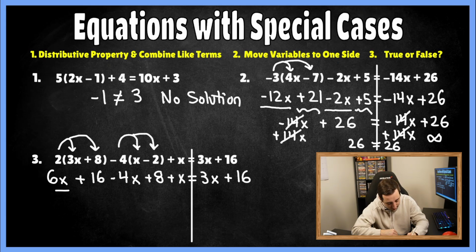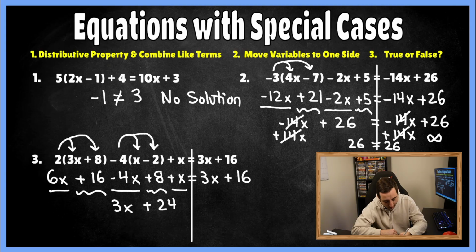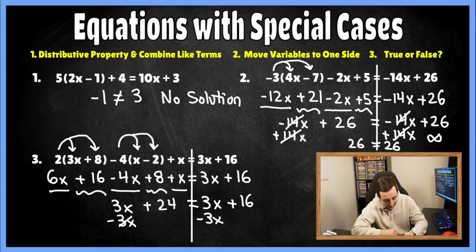So distributive properties done. It wiped out all those parentheses, and now we want to combine any like terms that we have. So we have 6x minus 4x plus x all can be combined together. Then we have two constants, which are 16 and 8 that can be added. 6x minus 4x is 2x. 2x plus x is going to give us 3x. 16 plus 8 is going to give us 24 here, equals 3x plus 16. Now let's move our variables to one side by subtracting 3x on both sides, showing the cancellation once again on both sides, and we're left with 24 is equal to 16, which is not true, so we're going to put a slash through this, and once again we have a scenario here which is no solution.